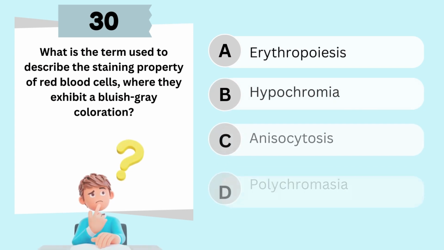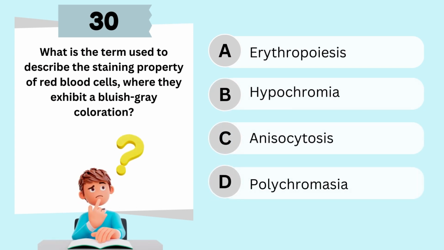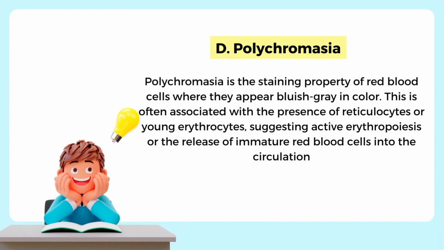What is the term used to describe the staining property of red blood cells where they exhibit a bluish-gray coloration? The correct answer is D. Polychromasia.